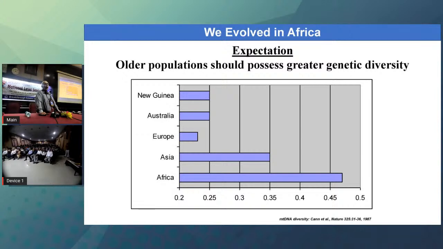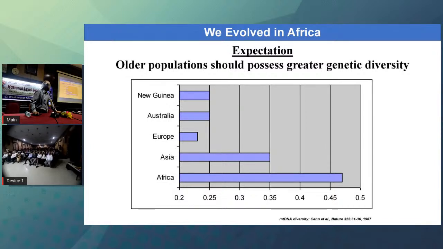You measure the genetic diversity, and there are many ways of measuring genetic diversity. I'm not going to get into technicalities now. On the y-axis is a measure of genetic diversity, and as you can see, the genetic diversity in Africa is the largest, followed by genetic diversity in Asia, and then the other parts of the world, Europe, Australia, etc. They are far smaller than either Europe or Asia.